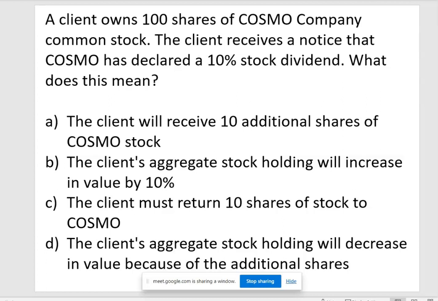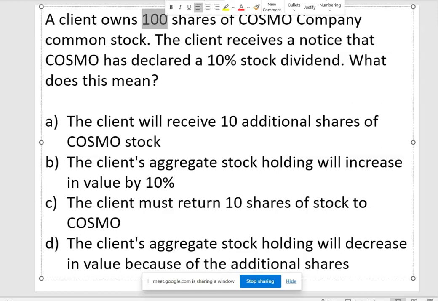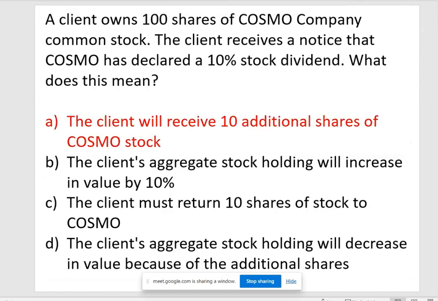Okay, that's 1, 2, 3, 4, 5, 6. Six people answered. There's still some difference of opinion on this one. But in a 10% stock dividend, the company will give each shareholder 10% more shares than they had before. So if someone has 100 shares now, they're going to get 10% more. What's 10% of 100 shares? 10 more shares. So therefore, our best answer is A.